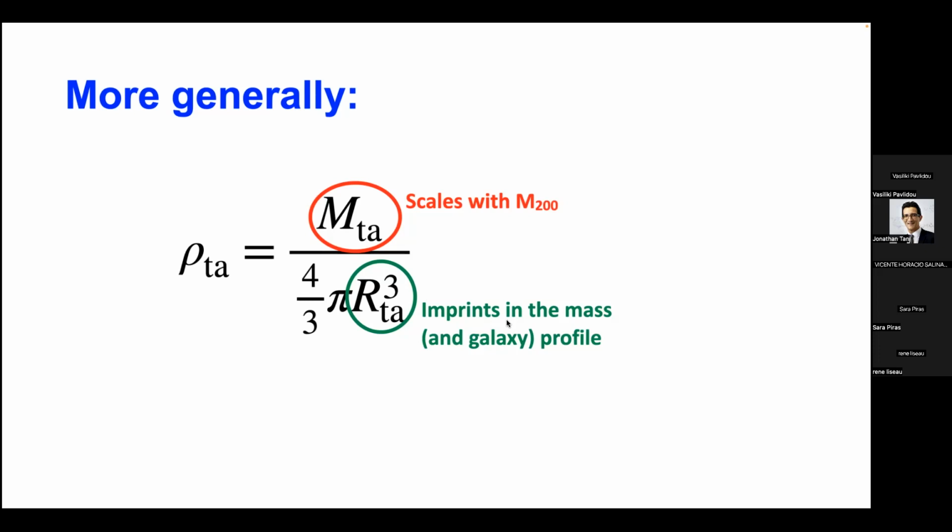And then how do you measure the turnaround radius? Well, the turnaround is a kinematic effect, right? Things are going outwards, outside, and things are accelerating inwards, inside. So it imprints in the mass and galaxy profile. So you can measure it on the plane of the sky, quasi straightforwardly, for a lot of clusters. So the road is open, and we're hoping in the next few years, we're going to have a measurement, and we're going to have more to talk about in cosmology with this new tool. Thank you.